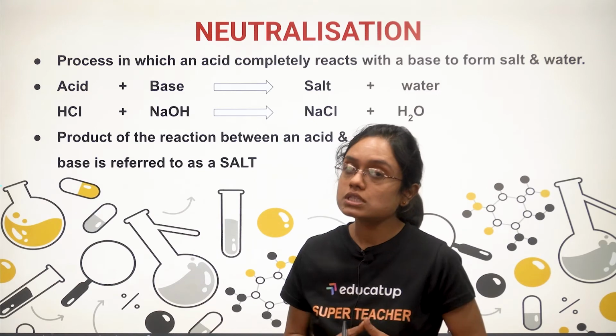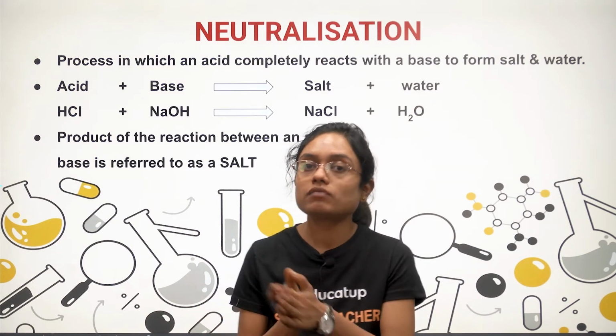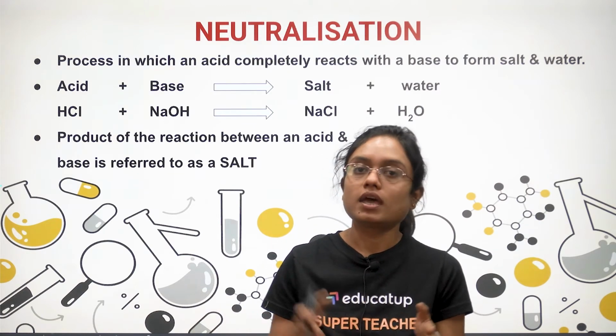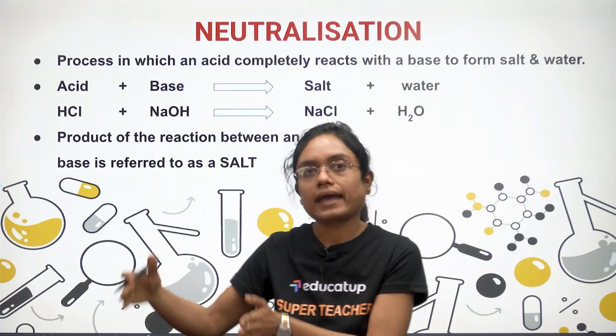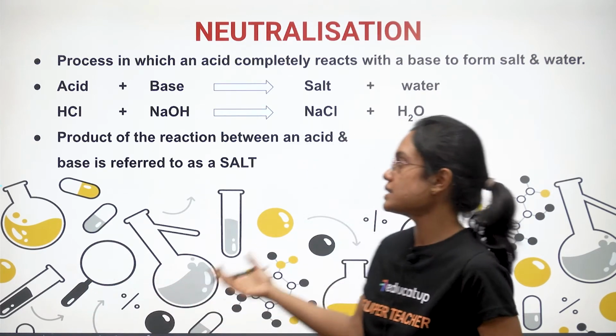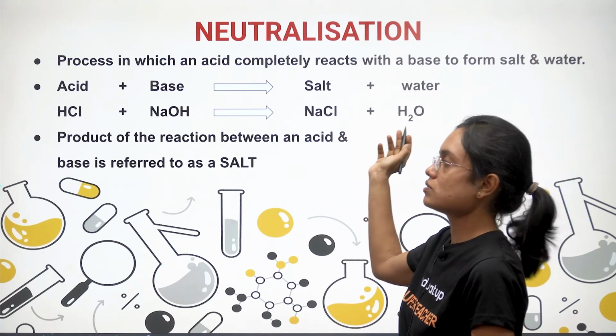Neutralization. The process in which an acid reacts with a base to form salt and water is known as neutralization. When an acid and a base react, what is formed? Salt and water. Now, for example, HCl plus NaOH forms salt, which is NaCl, and water is released.